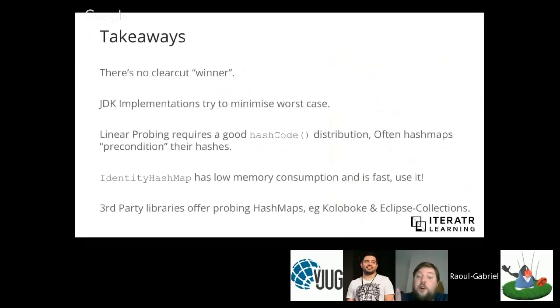So with probing, you can often get a win with small hash maps, but sadly, as hash maps get bigger and you end up with really bad collision rates, chaining often wins out. So there's no real clear-cut winner between the two. The hash map implementation of the JDK, at least, is chaining based. So it tries to minimize the worst case of having high collision rates.